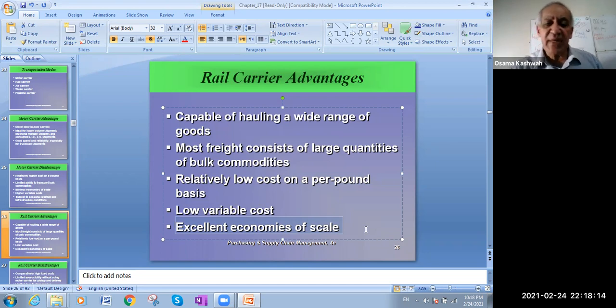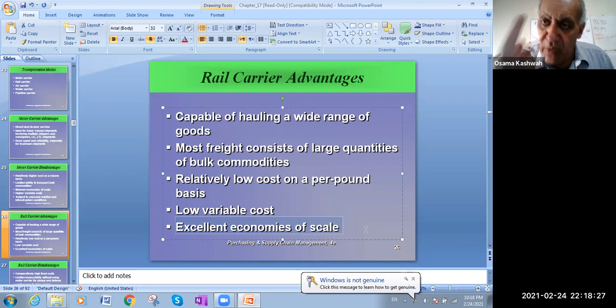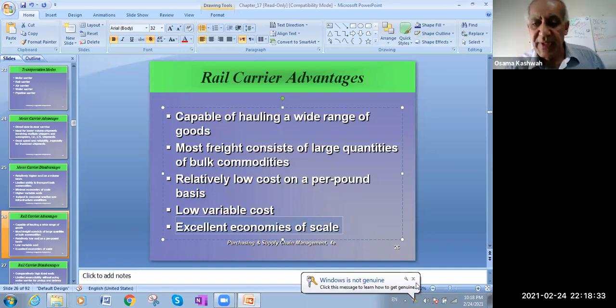Economies of scale mean that it's saving money, because the amounts here are not like the trucks. The amounts are more than the trucks. So the transportation cost per one unit will be lower, will be down, it won't be more, it will be less. This is another point.